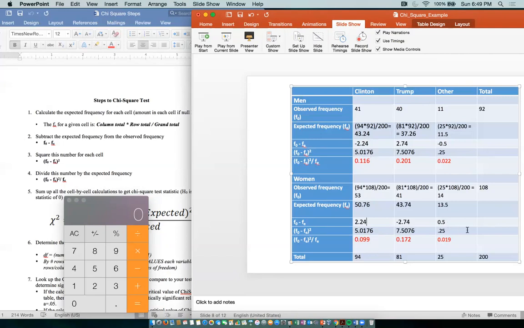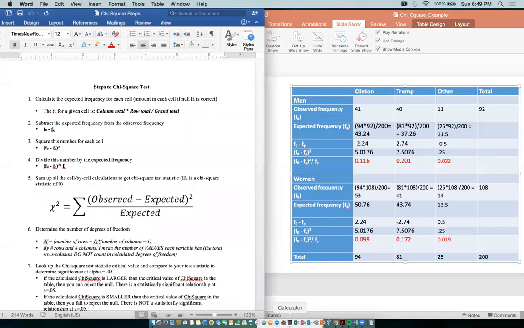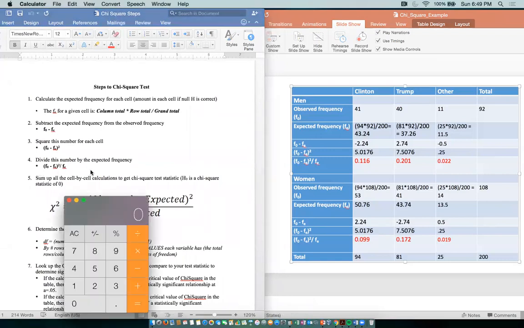I have filled all of those values in. Next, step 4. Divide that number, so divide that squared number by the expected frequency. So here's our formula, F sub 0 minus F sub E. Take that value, square it, then divide it by F sub E.